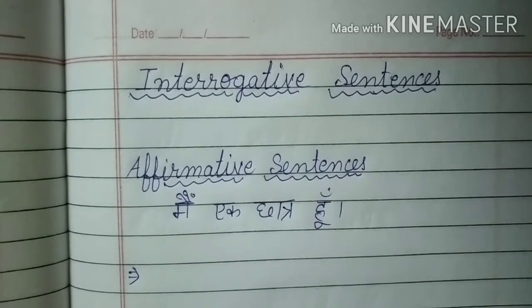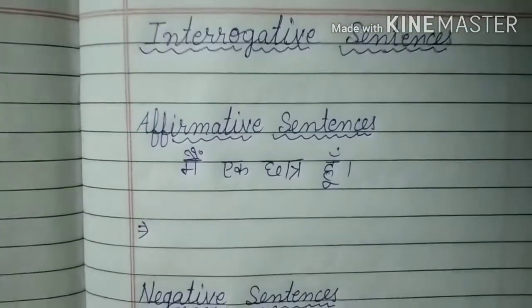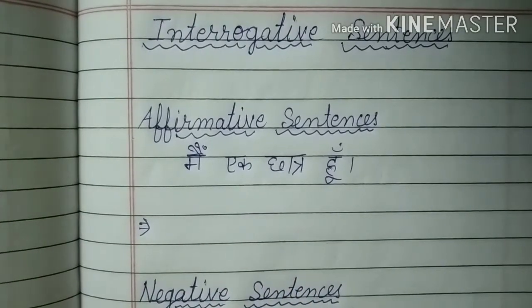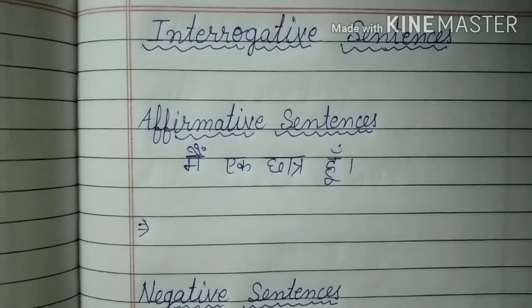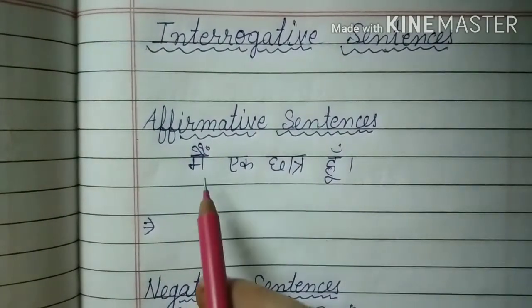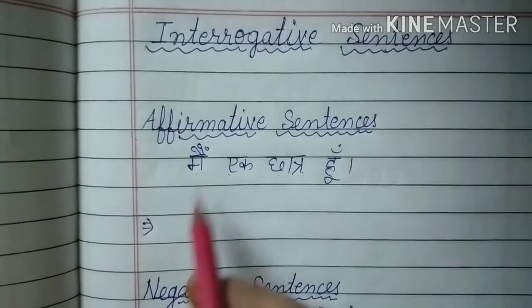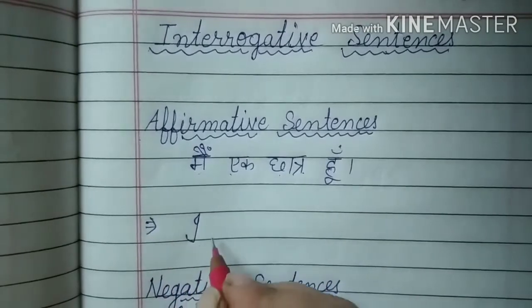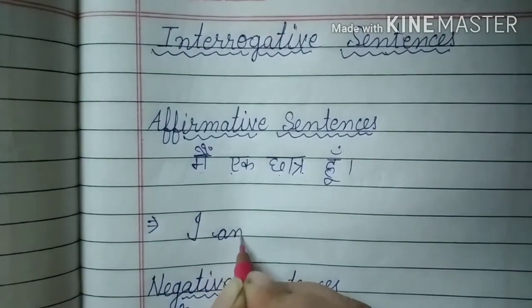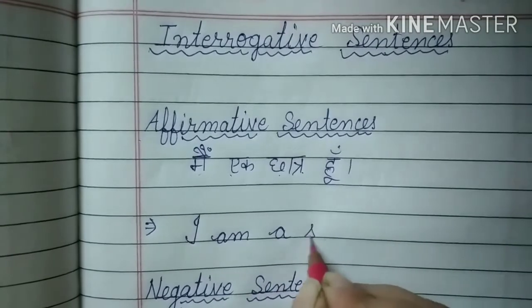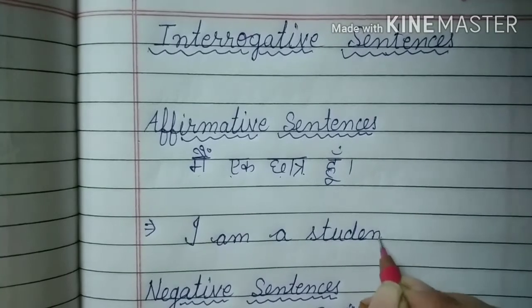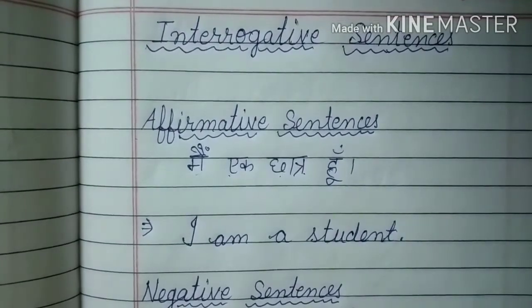In previous class, I told you affirmative sentences and negative sentences. So first of all, we will revise that work. Affirmative sentences means simple sentences. Like here one sentence is given here. मैं एक छात्र हूँ. मैं means I. With I we use am. I am a student. Student means chhatra. So this is an affirmative sentence.